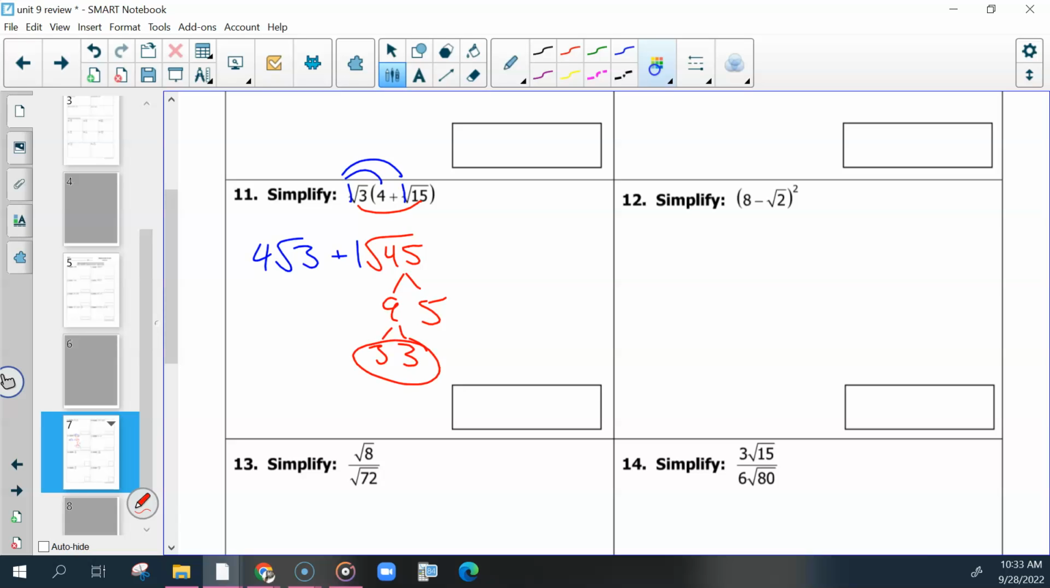You could have done that either way, perfect squares or factor tree. Take whatever your pair is out. So 4 times the square root of 3 plus 3 times the square root of 5. These, again, are not like terms, like radicands, whatever. That would be your final answer. There's nothing else for you to do. You can't simplify in any shape or form.